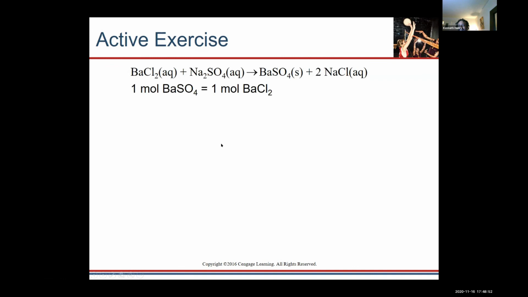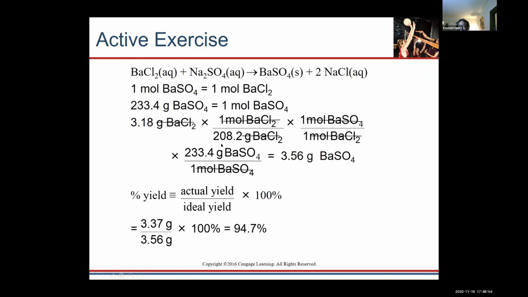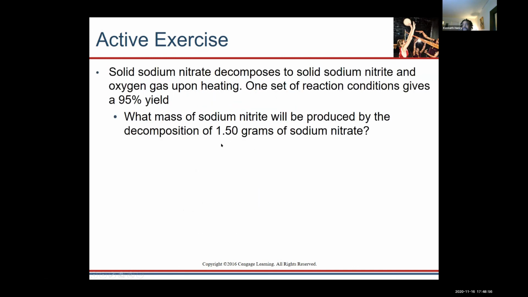Okay, let's see. So my next question: solid sodium nitrate decomposes to solid sodium nitrite and oxygen gas upon heating. One set of the reaction conditions gives 95% yield. What mass of sodium nitrite will be produced by the decomposition of 1.5 grams of sodium nitrate?